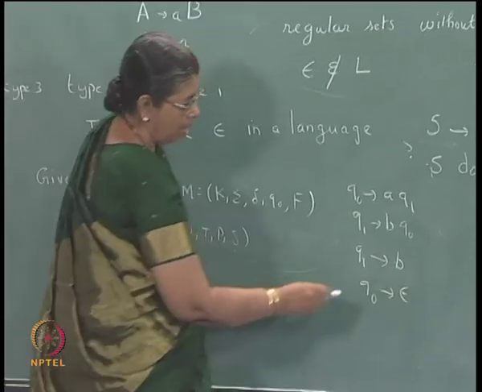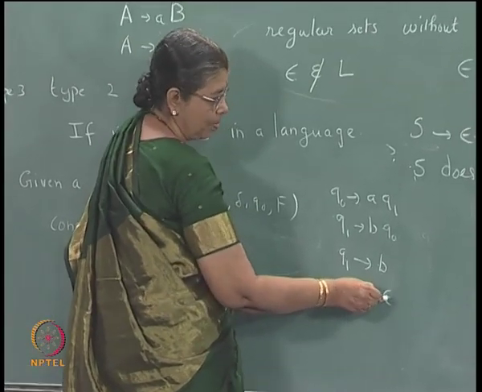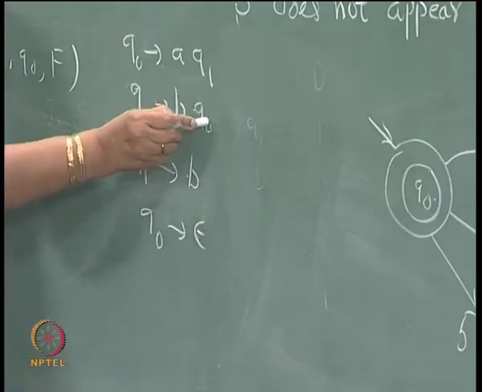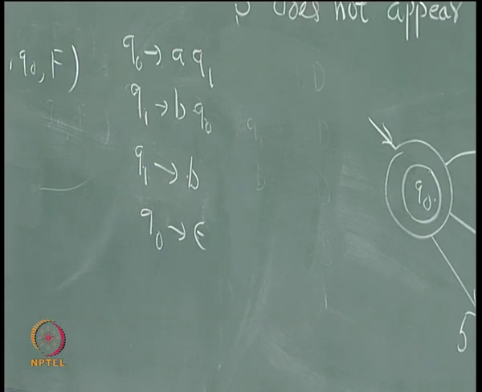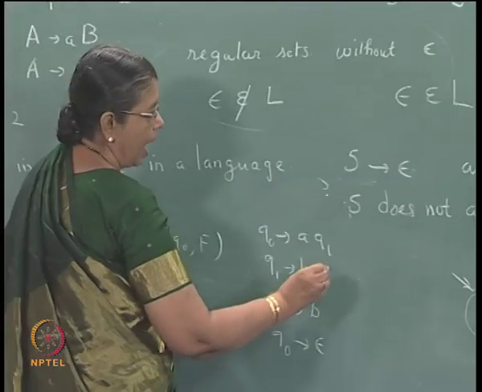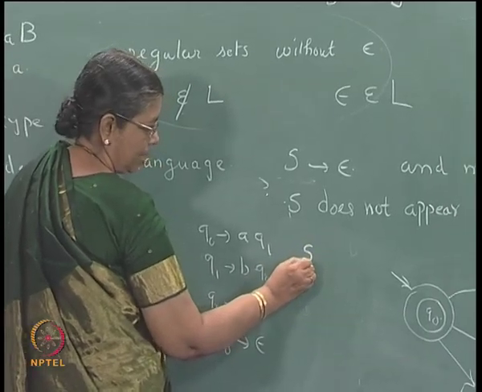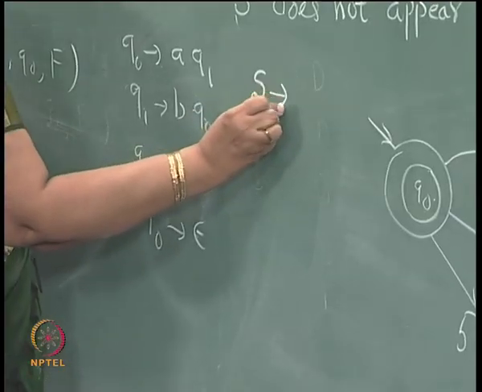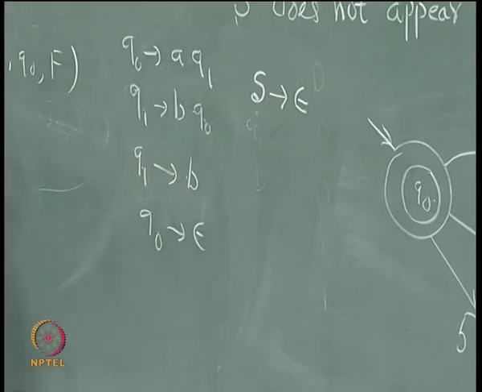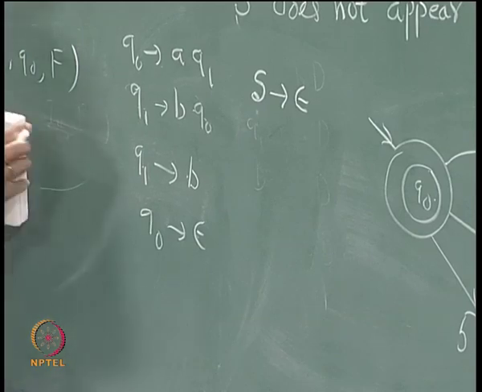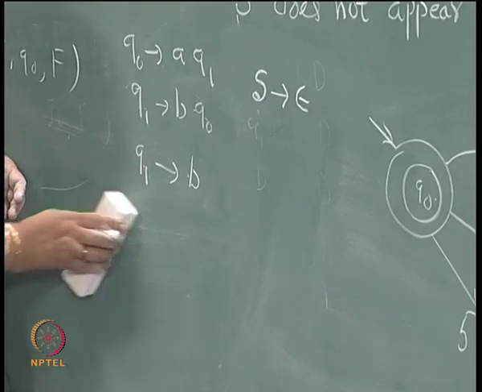Now, the start symbol q naught goes to epsilon, but it is occurring on the right hand side. In order to avoid that, what do you do? You can add a new start symbol S and have S goes to epsilon, and this you will remove.